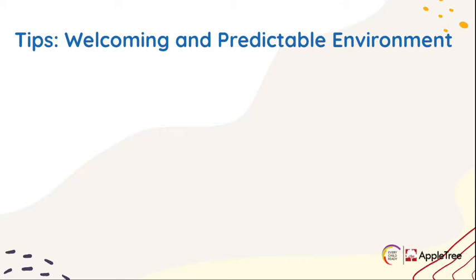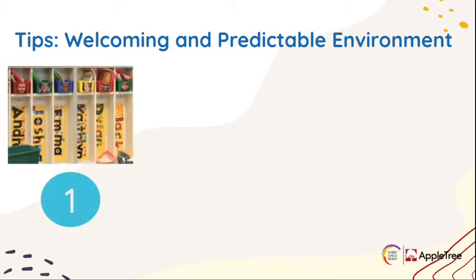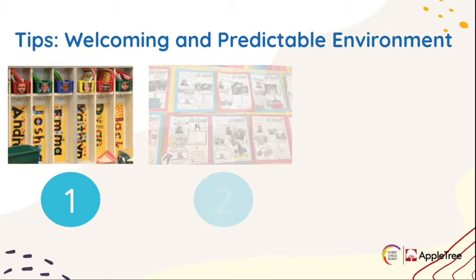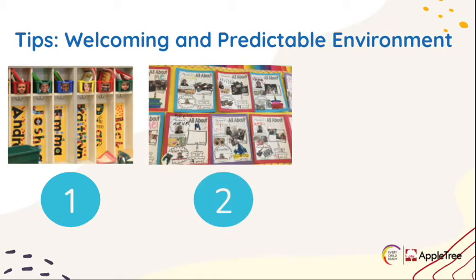Tip 1 is to create a cubby, hook, or a shelf for each child. You can include the child's name, a picture of the child, or a decoration that's unique to the child, but it really gives them a place that they feel like they can really own. Tip number 2 is to create a display that represents children's cultures and families. This will foster students' sense of belonging to a community. For a moment, think: how do tips 1 and 2 foster an inclusive and welcoming environment?